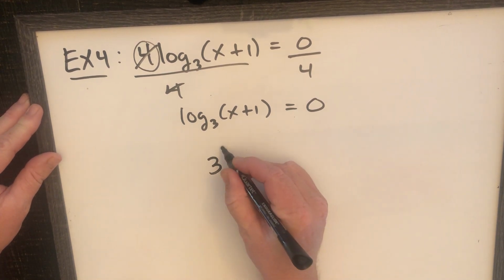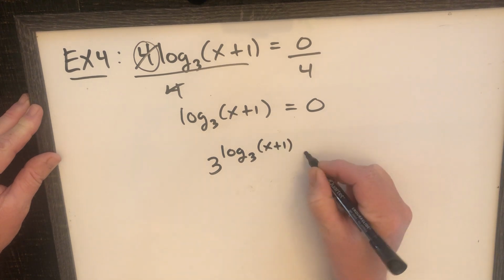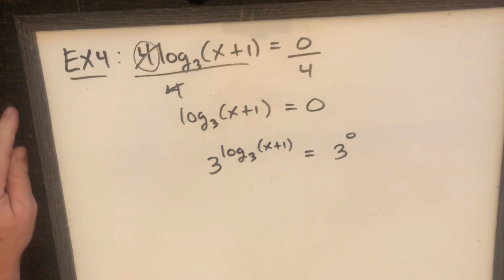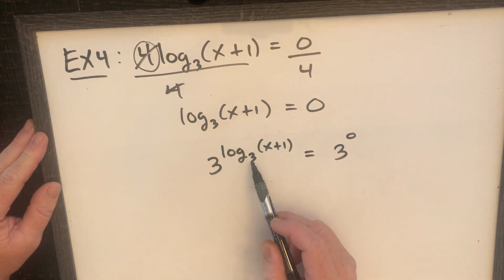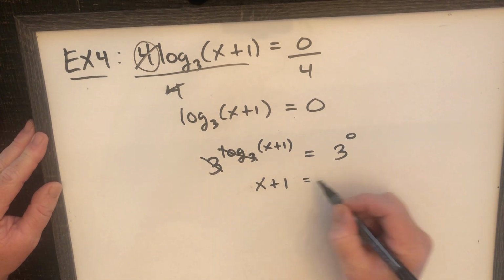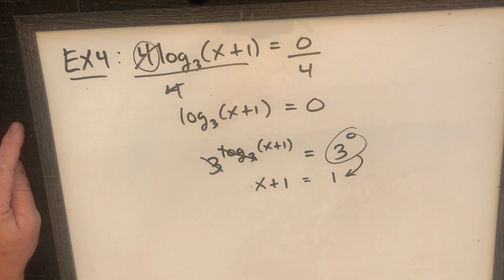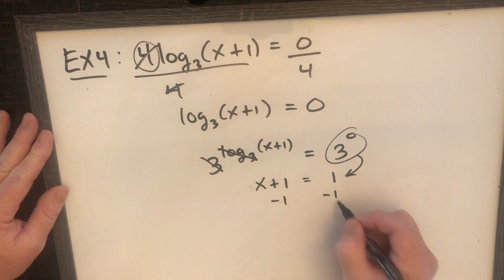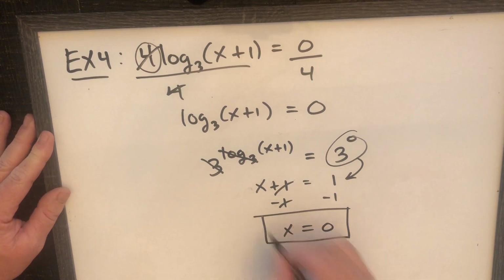We're going to raise both sides, base 3. There's that property again. We have the base 3. We have the log base 3. Those are going to cancel each other out. We're going to have x plus 1 equals 1. Remember, 3 to the 0 is 1. And we did all that work for nothing. Well, not for nothing. We got something out of it. Our solution is 0.